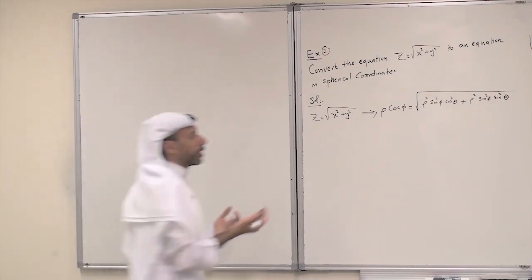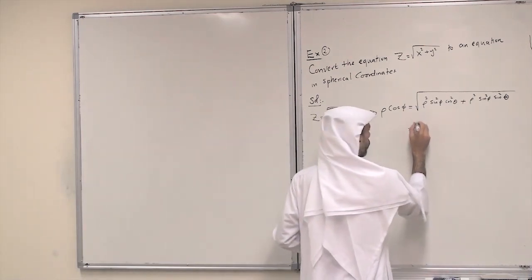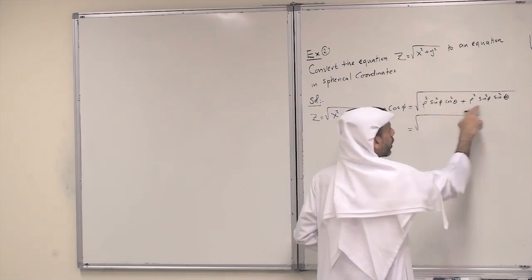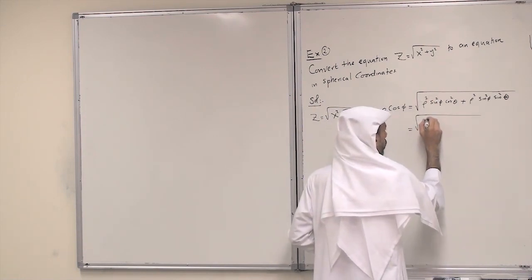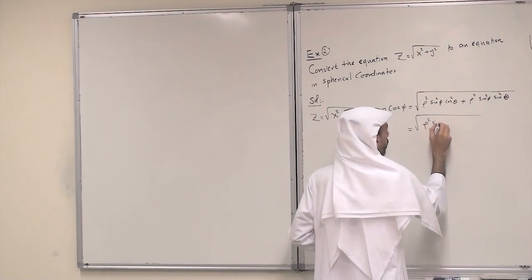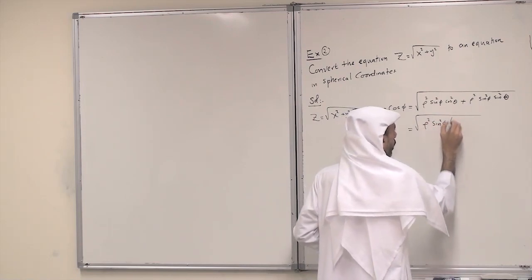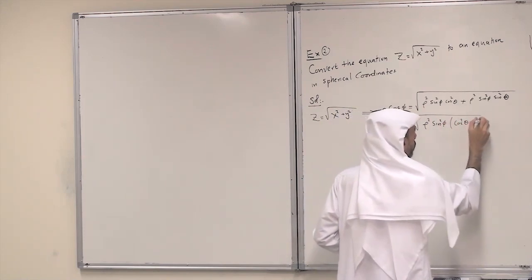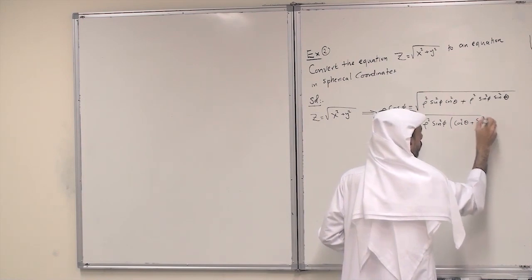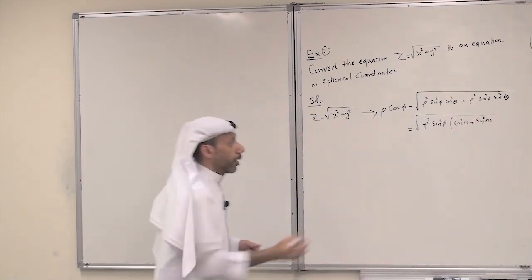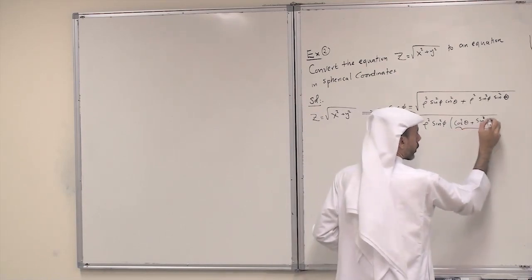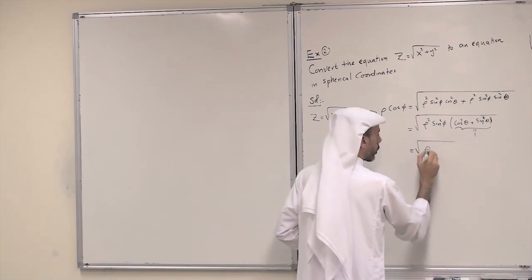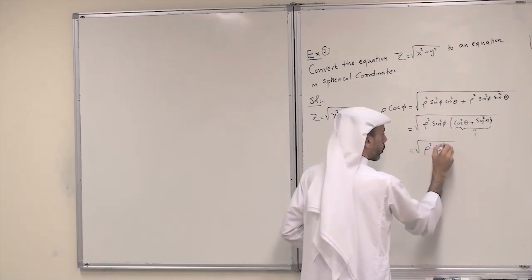Next, you have to simplify. Okay, so this is root. Inside the root, notice that rho squared sine squared phi is a common factor. This is rho squared sine squared phi. What remains? Cosine squared theta plus sine squared theta. But cosine squared theta plus sine squared theta equals 1. So this becomes just root rho squared sine squared phi.